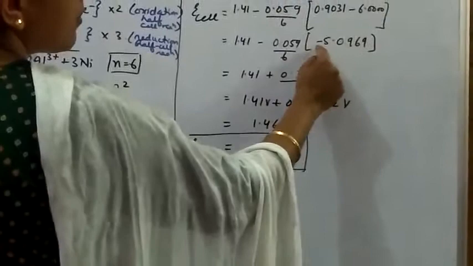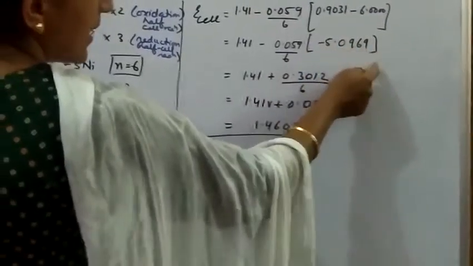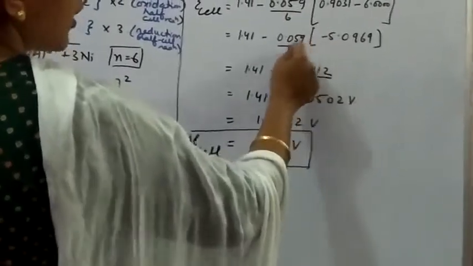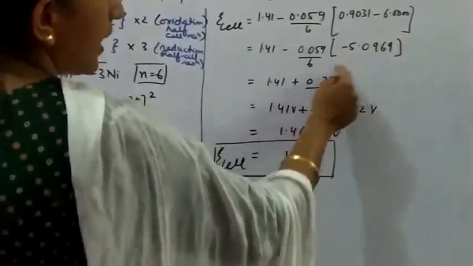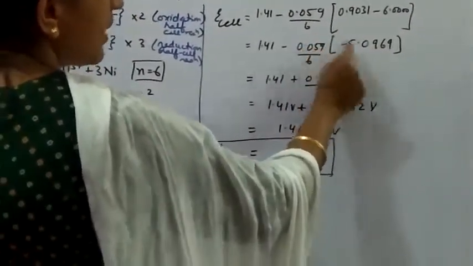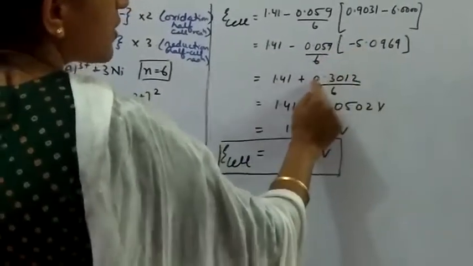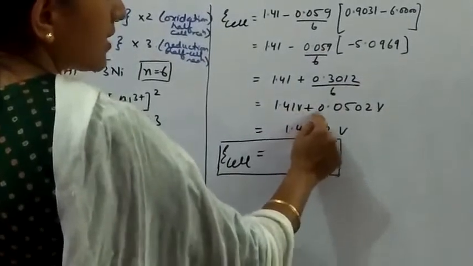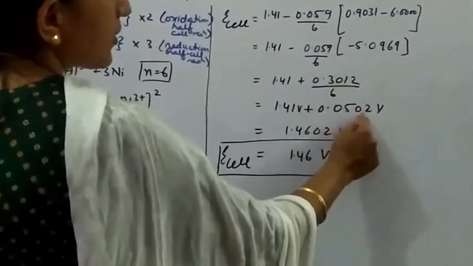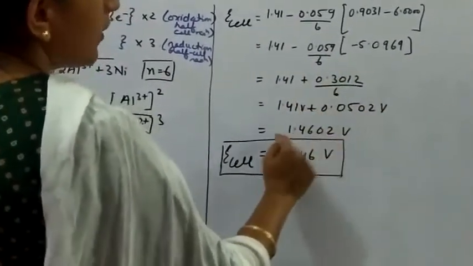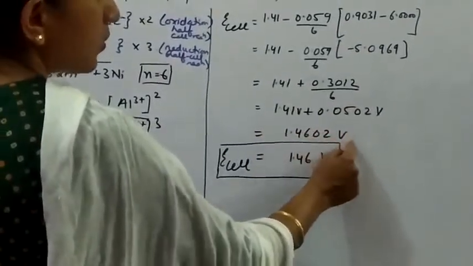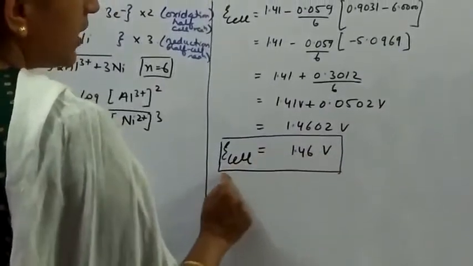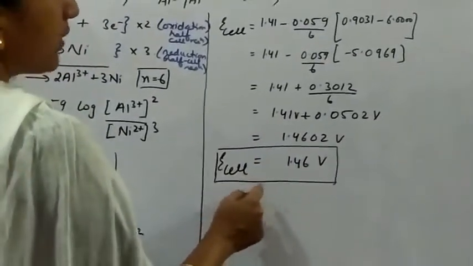Now equals 1.41 minus 0.059 upon 6. On solving this, we will get minus 5.0969. Either you get it multiplied first, or just cancel it and then multiply. So here we are doing the multiplication first. So 0.3012 upon 6 is 1.41 plus 0.0502. On solving this, we will get 1.4602, which is approximately 1.46 volt. So here the cell potential is 1.46 volt.